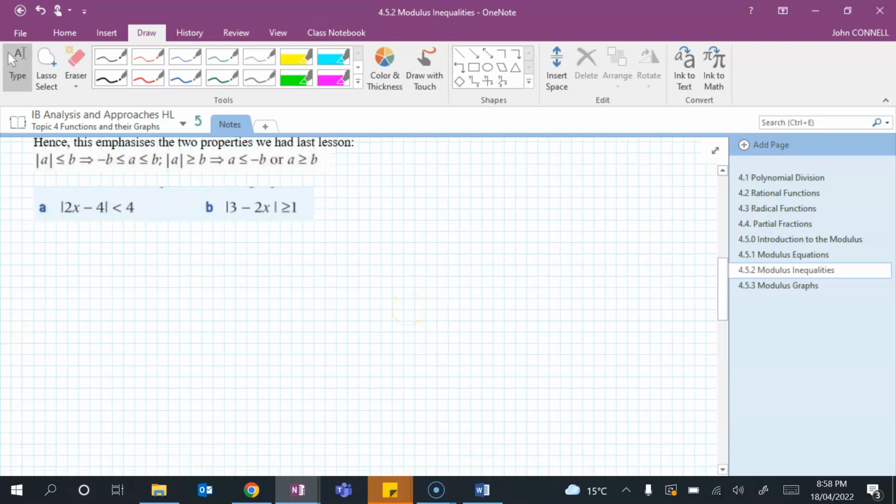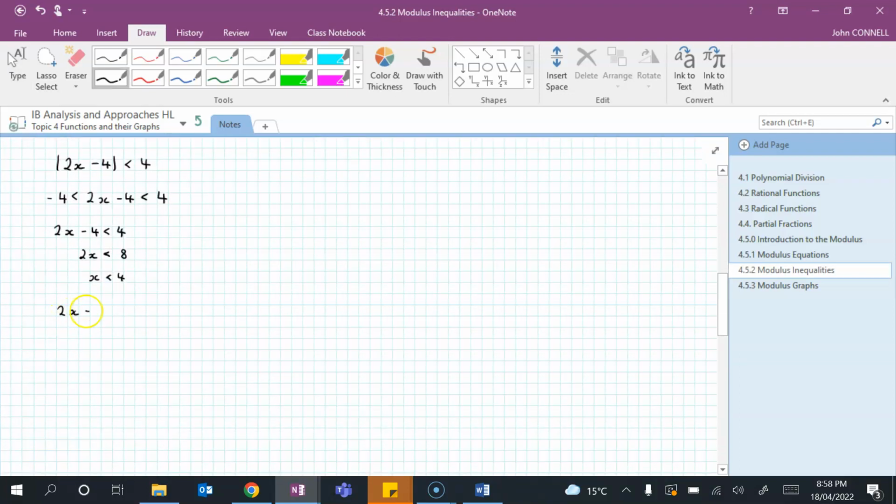Okay, so now the modulus of 2x take 4 is less than or equal to 4. If I've got the modulus of 2x take 4 less than 4, then I can say 2x take 4 has to be less than 4 and greater than minus 4. And what I can do is work through each of these. So let's take 2x take 4 is less than 4. Adding 4 to both sides gives me 2x is less than 8, so x is less than 4.